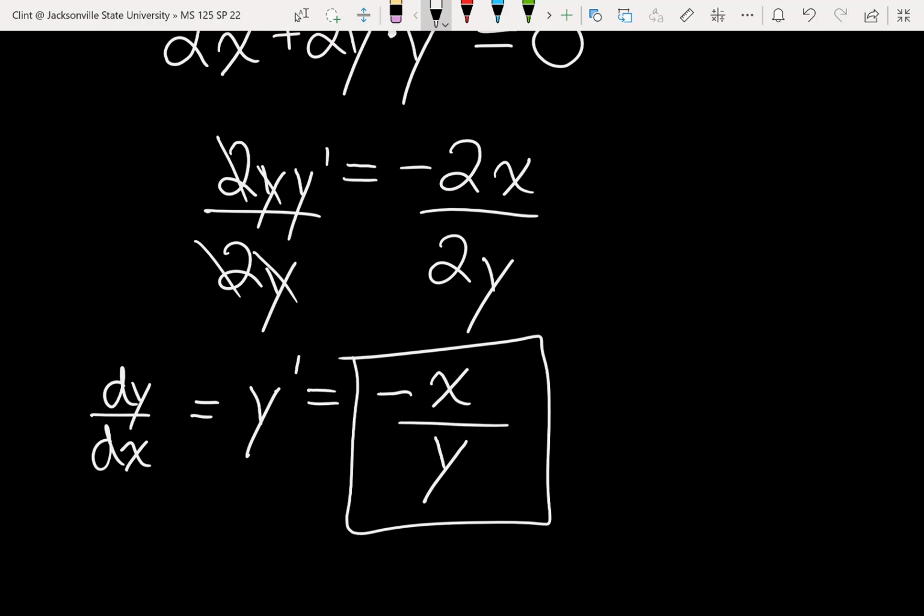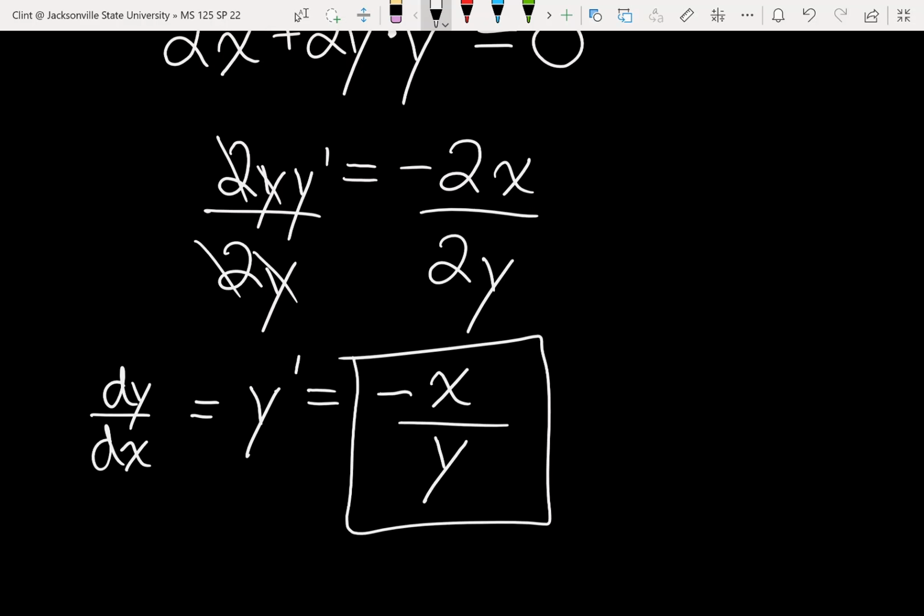One thing that's a little bit different when we find a derivative implicitly is that sometimes we end up with an expression in terms of x and of y. If we're finding an explicit derivative, we usually just have x in there. So here we have an x and a y involved in our derivative. That's okay.